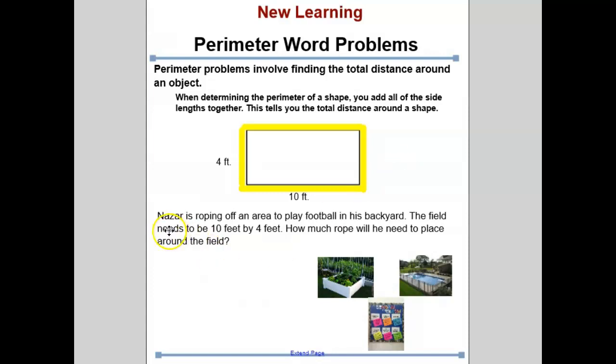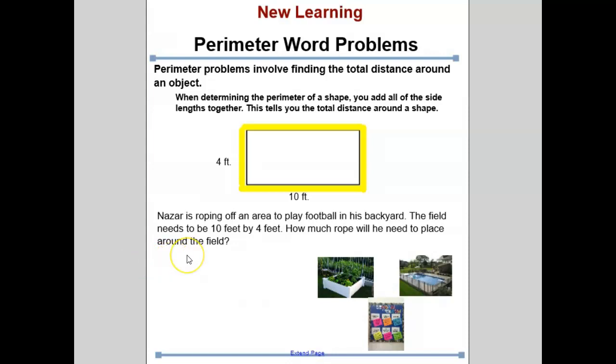So read this with me, 3rd graders. Nazar is roping off an area to play football in his backyard. The field needs to be 10 feet by 4 feet. How much rope will he need to place around the field?